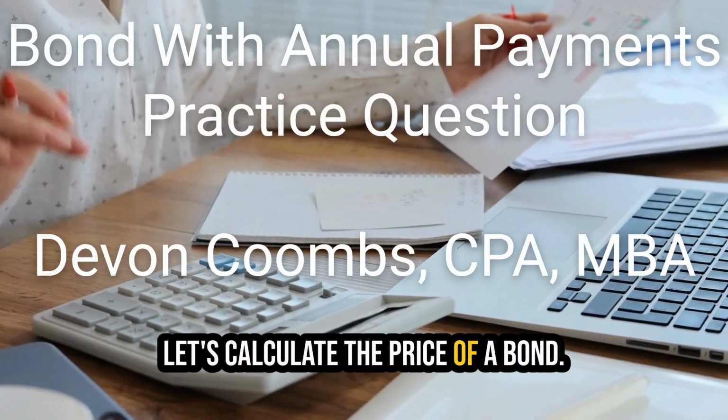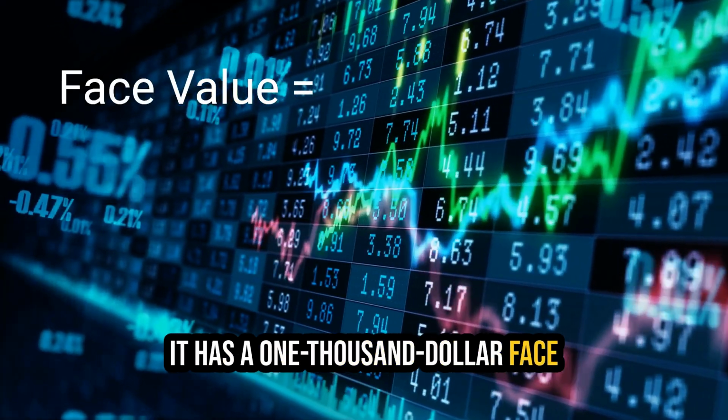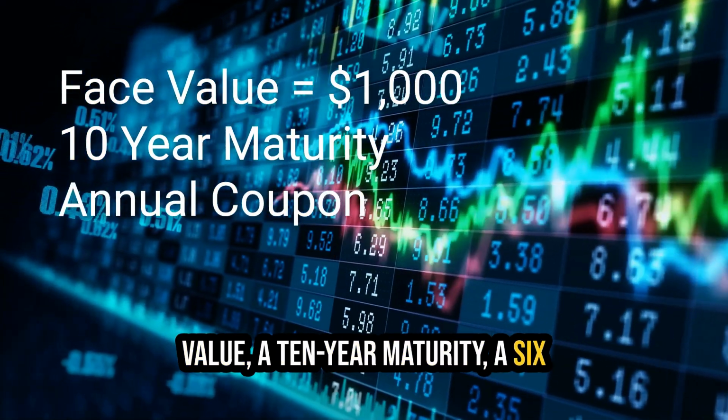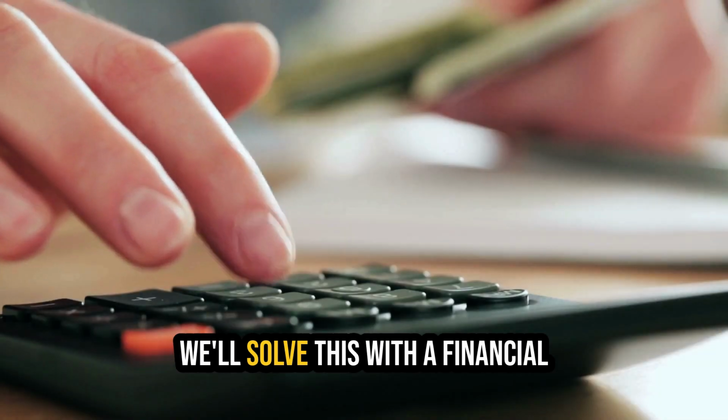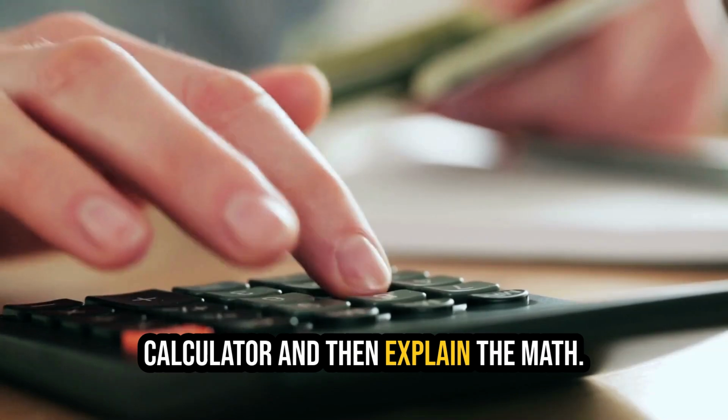Let's calculate the price of a bond. It has a $1,000 face value, a 10-year maturity, a 6% annual coupon, and the market interest rate is 5%. We'll solve this with a financial calculator and then explain the math.